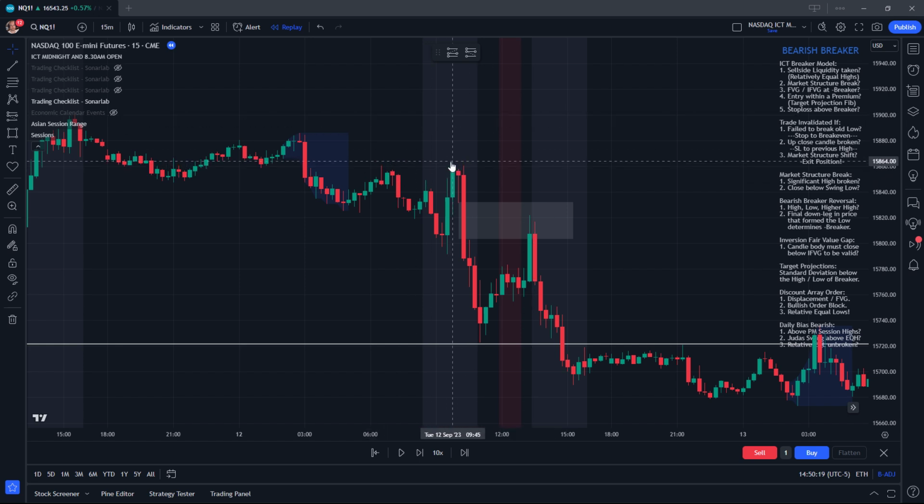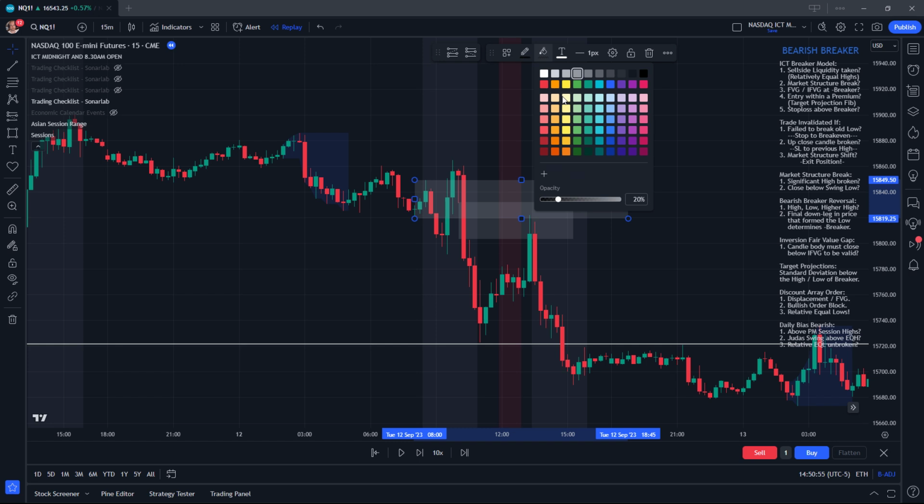We'll say sell side liquidity taken, break of market structure happens here, then we need a bearish breaker, which is a high, a low, and then we need a high. We don't get that here, so this is not a breaker we can use. High, low, higher high, low. Could maybe say this is the breaker: high, low, higher high. Last up leg in price delivery. That's the breaker.